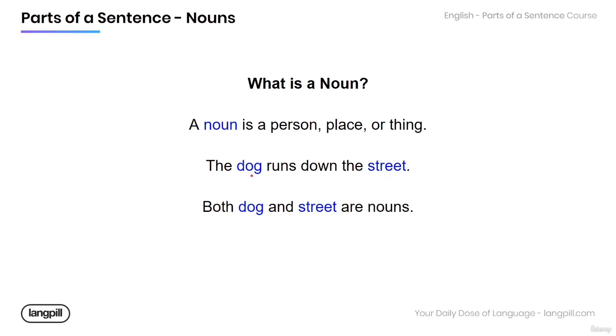Okay? And you'll see, if you remember, dog here is our subject, right? And street is in our predicate. Street is the object. So subject and object are nouns. Again, dog and street, these are nouns.